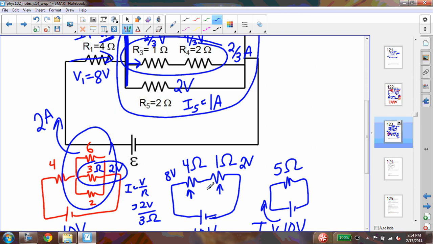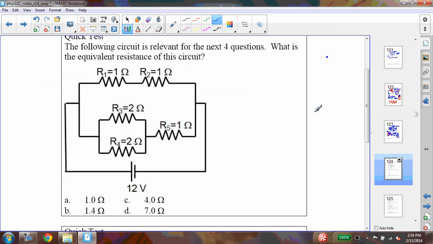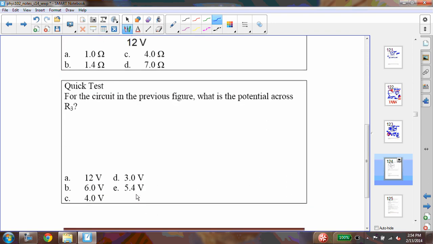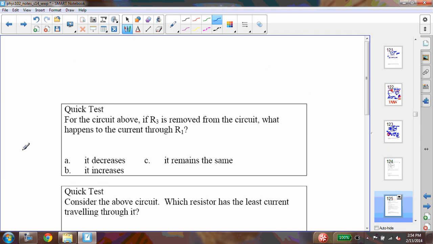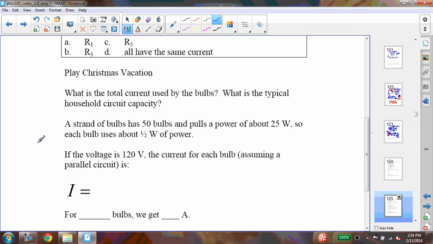There are some quick test questions here that you should try on your own. And then you'll also see some homework. Here you want to find the equivalent resistance and the potential across the resistor R3. Those are great test questions. There are some other conceptual questions as well. We will pause there and soon pick up with another topic.